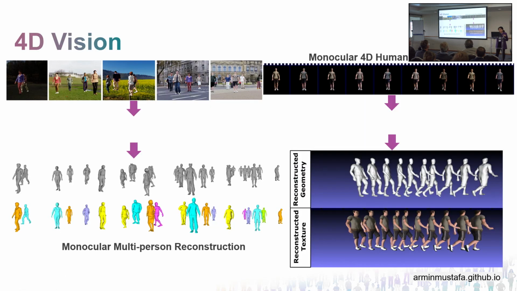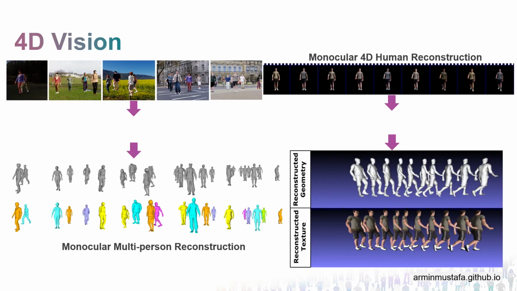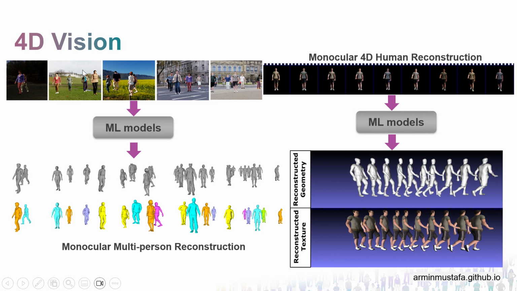Now again, all these methods which I explained until now were classical approaches. From 2017, we started working on ML models. Instead of inputting multiple view videos, we only input a single view image or a single view video. In this case, we input a single image with multiple people, and an ML model was used to estimate these results. And in this case, we input a single video and applied an ML model to get a 4D model of that particular human along with the texture information.